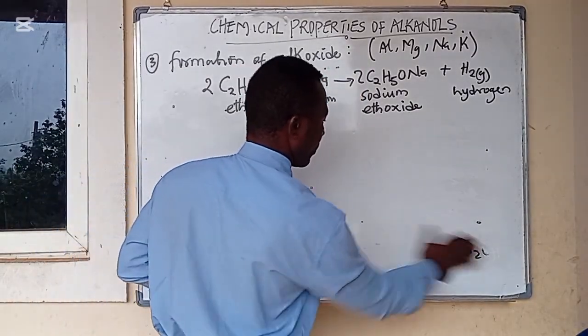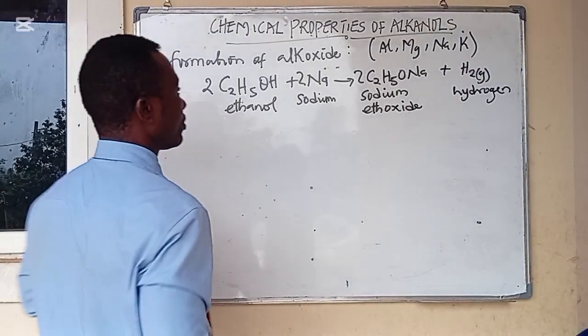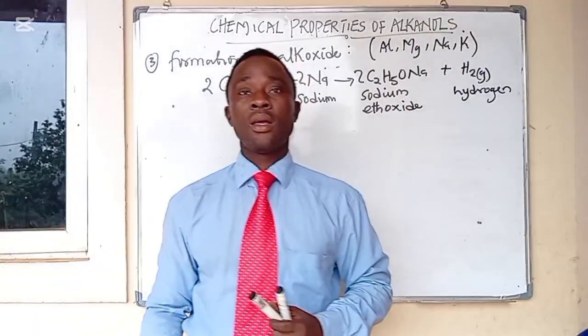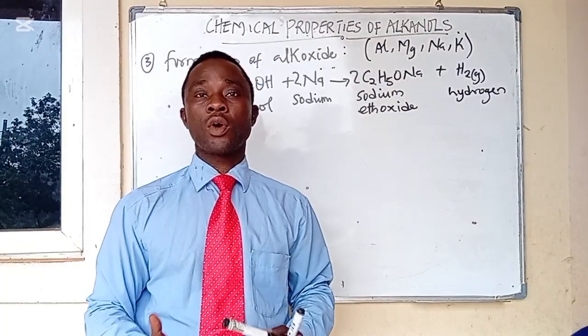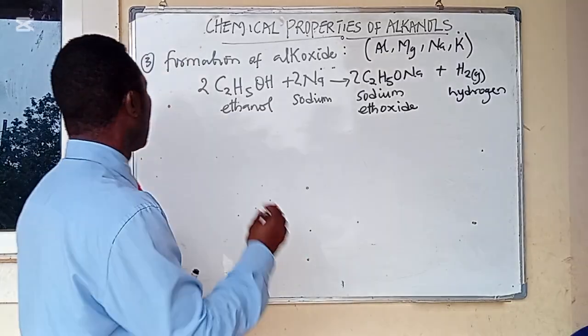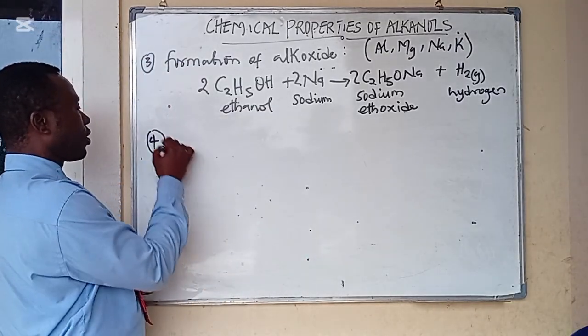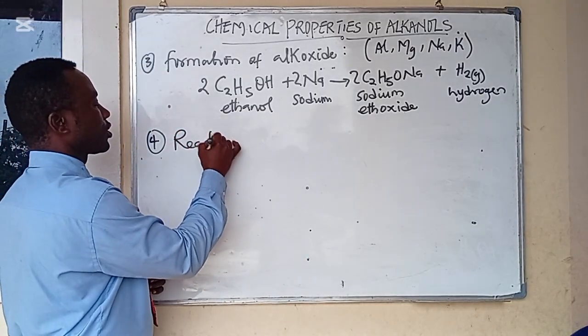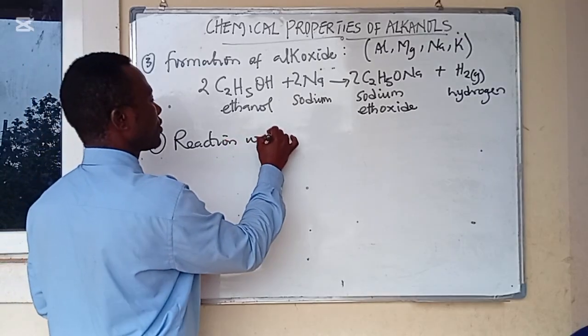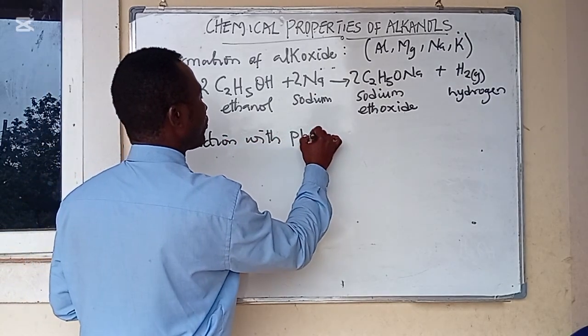So that is another reaction of alkanols. The fourth reaction of alkanols, number 4, is the reaction with phosphorus.